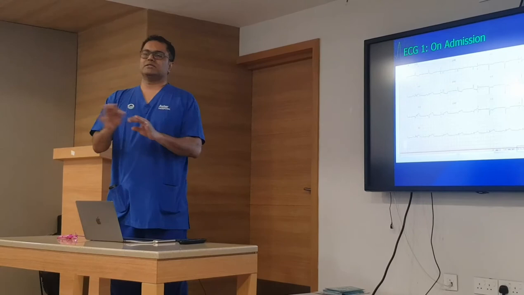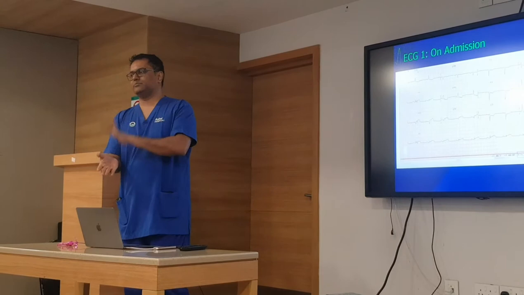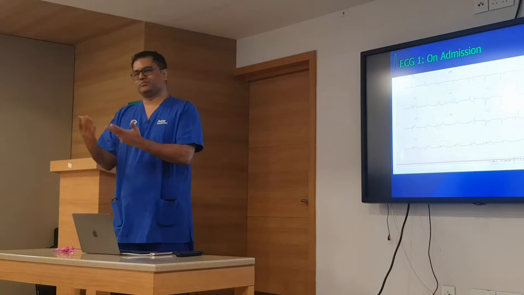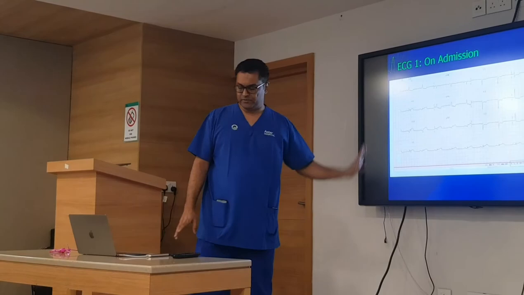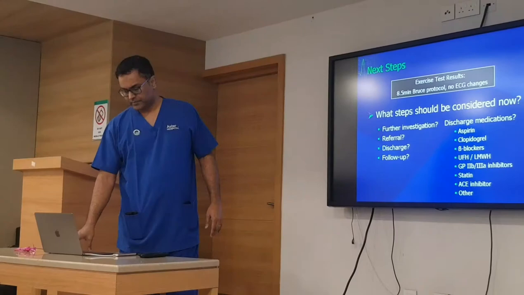Primary PCI, 99% we go through the radial anyway. And radial you can access without preparation, you don't have to shave. Groin, yes, maybe sometimes. So don't waste your time on preparation. Get them on the cath lab table within half an hour. So this is inferior MI, we are going to do primary PCI. Okay, that is straightforward. I think this patient has thrombolysis.